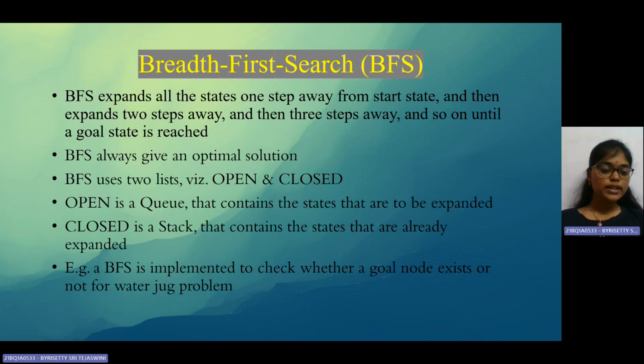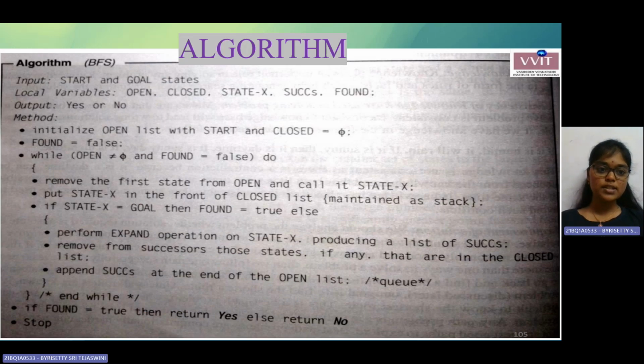So, for example, BFS is implemented to check whether the goal node exists or not for the water jug program. So let us see the algorithm. First, the input is the start and goal states, and the local variables are open, closed, state x, successor and found. Output is yes or no. Yes means the goal state is found; if not found it will be no.